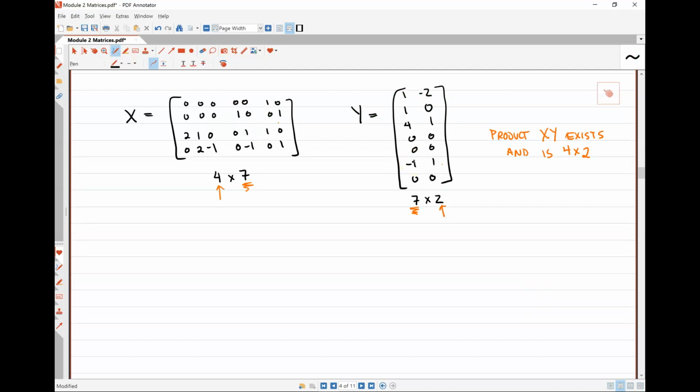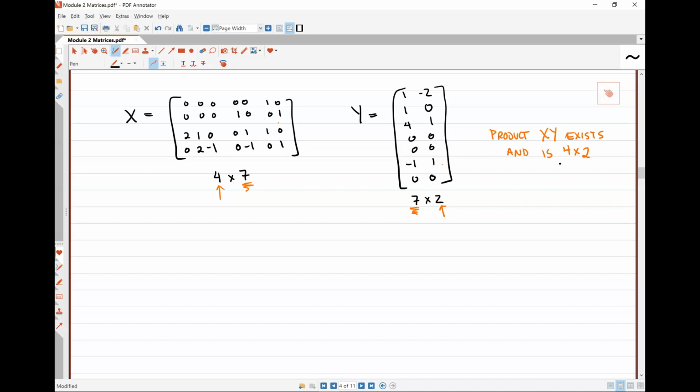I've already made a note over here that this product that I want to compute of these two matrices does exist, and that's because the dimensions are 4 by 7 and 7 by 2, respectively, and the number of columns in the first matrix matches the number of rows in the second matrix, so you can kind of think of them canceling out. What we're left with is a 4 and a 2, and those tell us the dimensions of the product matrix. So we know that this exists, and we know its size.